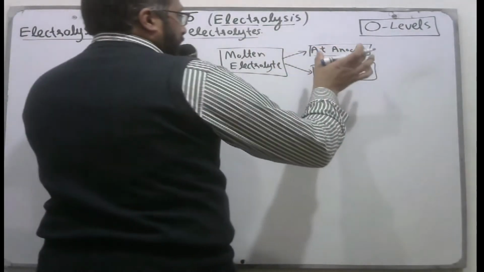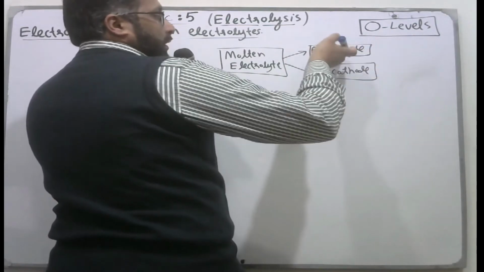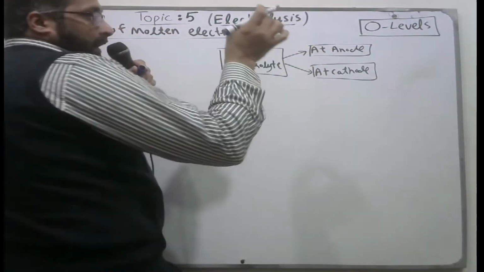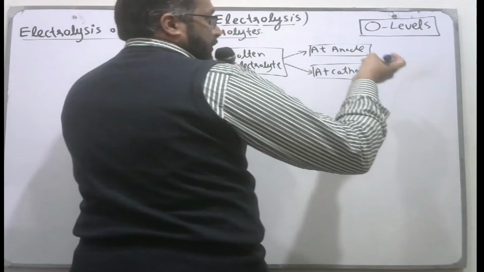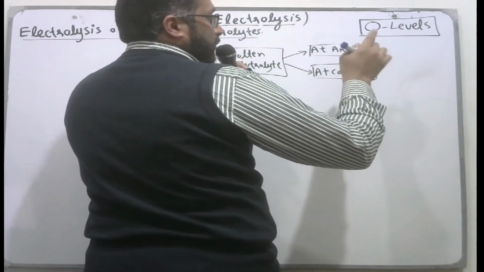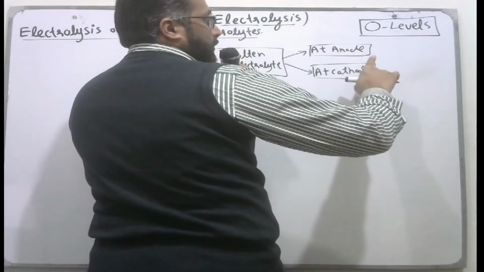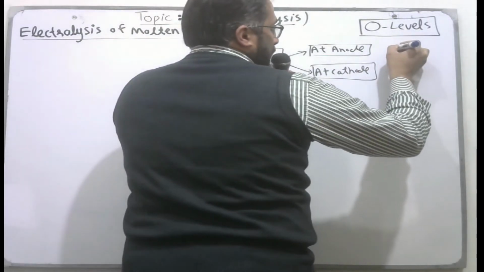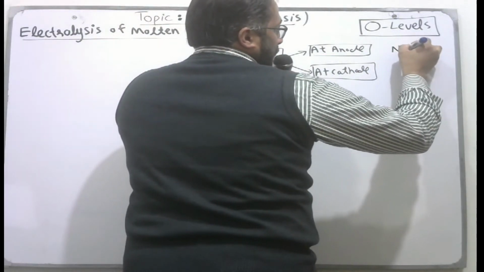During the process all the negative ions move to the anode, and negative ions are always with the non-metals. Non-metals contain negative ions, they move to the anode, lose electrons and form non-metal as the final product.